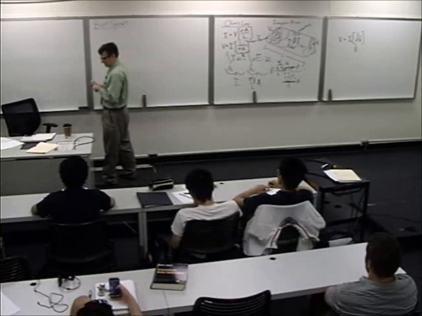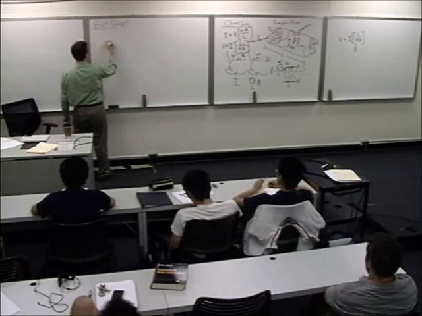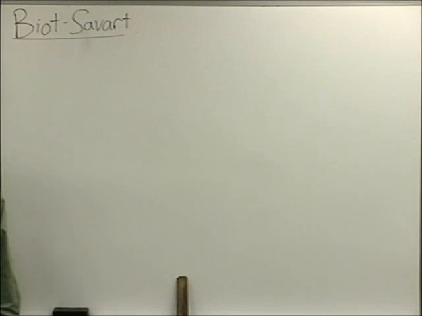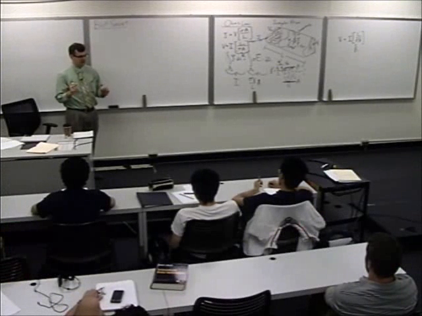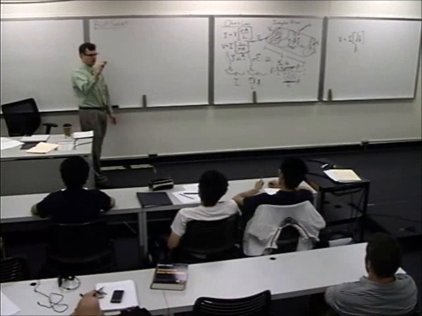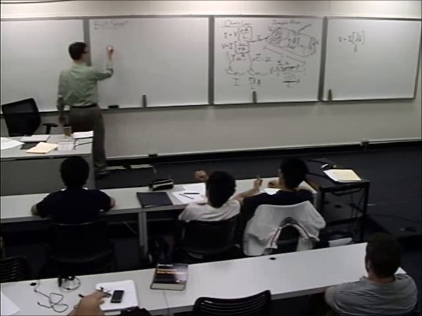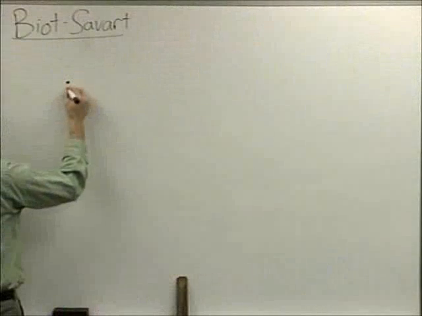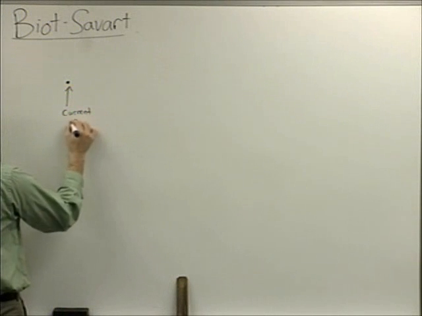So the way we do this, and here's one of the reasons why electrical engineers like the Biot-Savart relationship, is because it bears striking resemblance to Coulomb's law. Except instead of little charges, we have little current elements. Let me show you what I mean here. So here, at this point here, I have a current element.